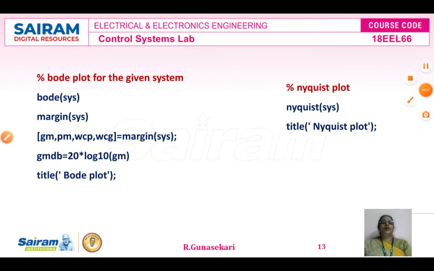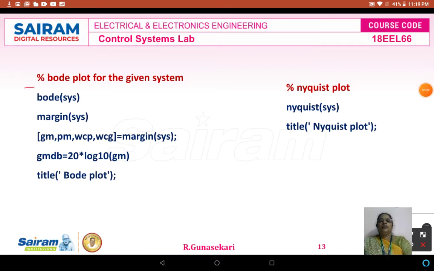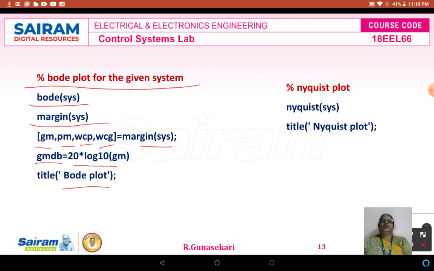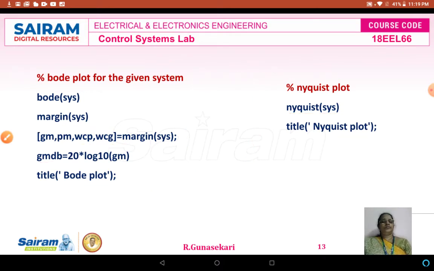The next is the Bode plot for the given system. Bode of the system. Then margin of the system. Margin means gain margin, phase margin, phase crossover frequency, gain crossover frequency. Gain margin in decibels, formula 20 log 10. The title is Bode plot. This is the Bode plot diagram. Then Nyquist plot of the system, title is Nyquist plot.